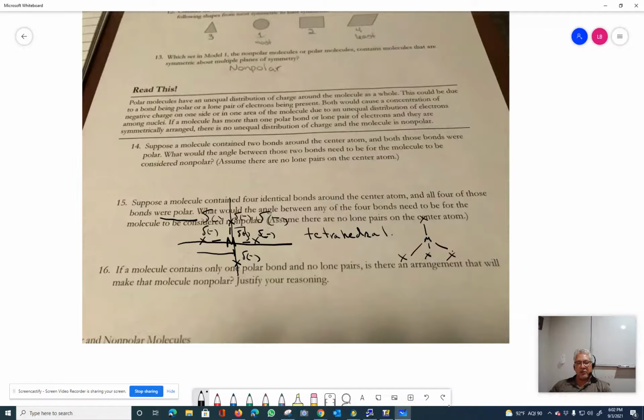Next, if a molecule contains only one polar bond like this, and there is no lone pair, is there any arrangement that will make the molecule non-polar? I say no, because if they have one polar bond, this one is the positive side, and this one is the negative side. There is a polarity here, and that will mean that there is no way we can arrange the molecule that will make the molecule non-polar. It will always be polar.